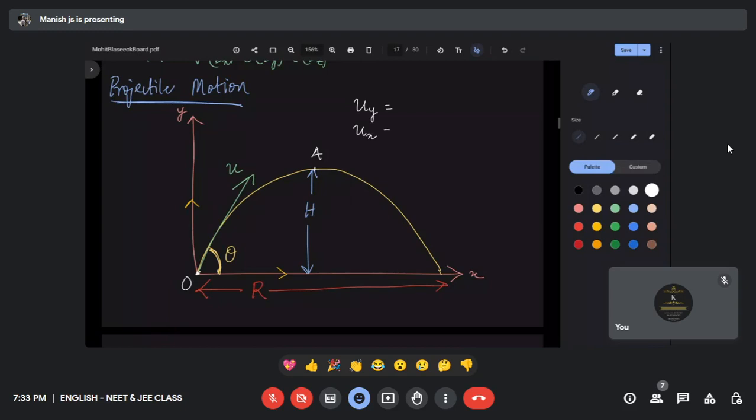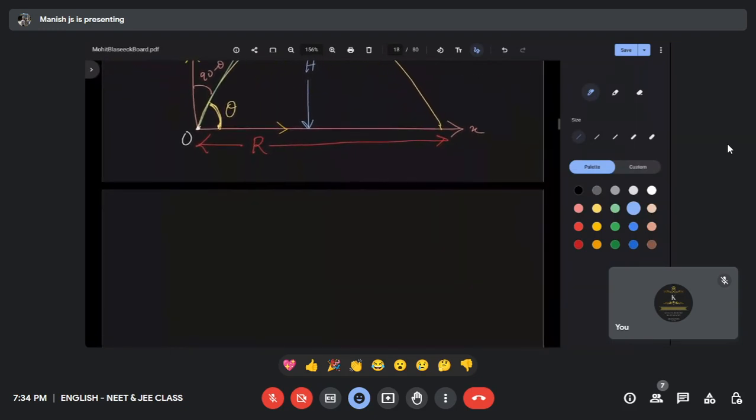Since it makes an angle theta with the x-axis, ux would be u cos theta. What about uy? It would be u cos of 90 minus theta. You know that cos of 90 minus theta is sine theta, which comes from trigonometry. So that becomes u sin theta. These are the vertical and horizontal components of the projectile.